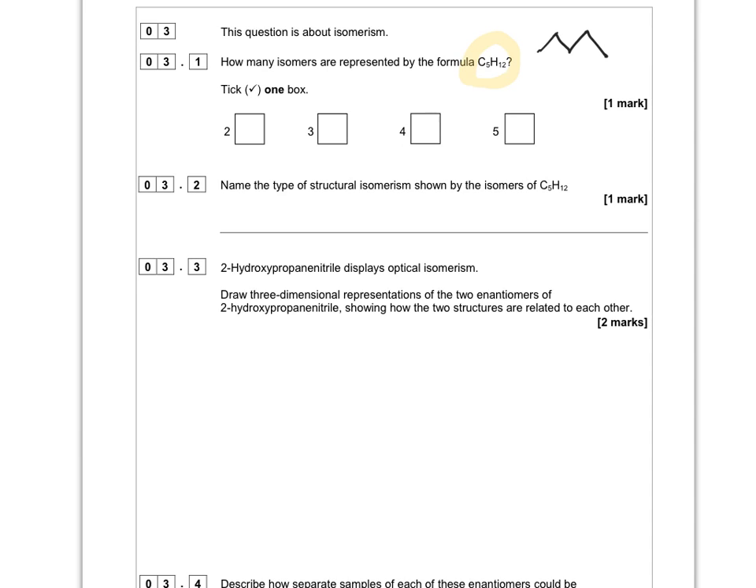So if we now take a carbon from the end here, take this one off, one, two, three, and you can branch it there. Is there anything else you could do? Well, yes, you could take off this carbon here and branch it yet again.